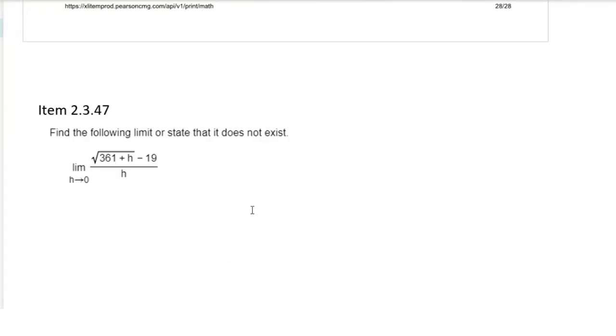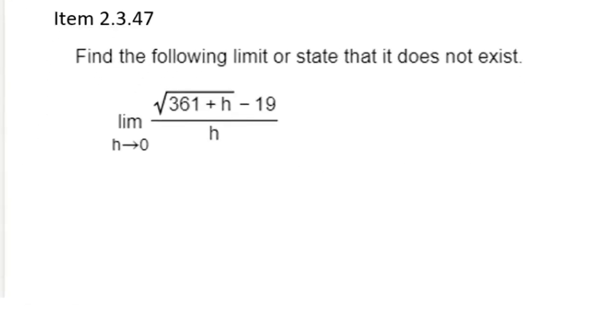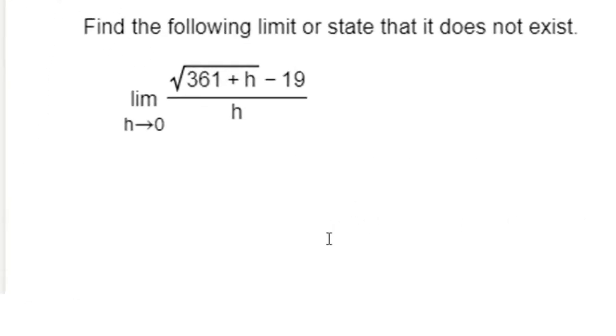Find the following limit or state that it does not exist. It's the limit as h goes to 0 of the square root of 361 plus h minus 19, all divided by h. Whenever we're calculating limits, what we'd really like to do is just plug in the value, but we can only do that when the function's actually defined. In this case, that would give us a 0 in the denominator, so that's not going to work.